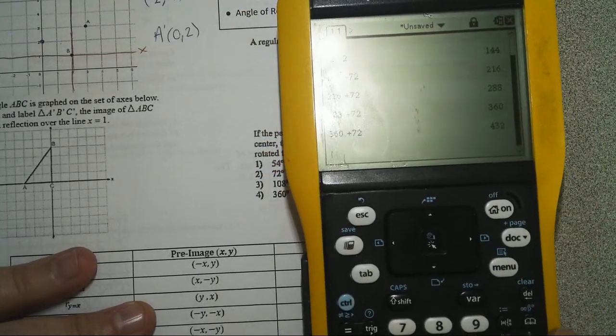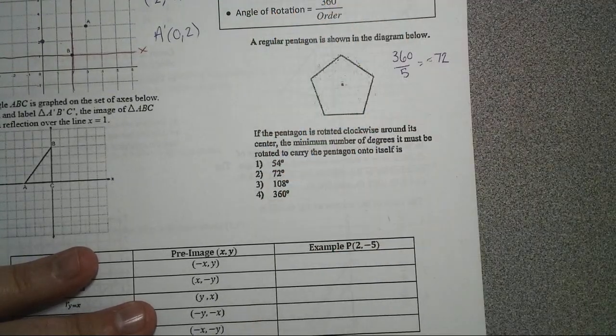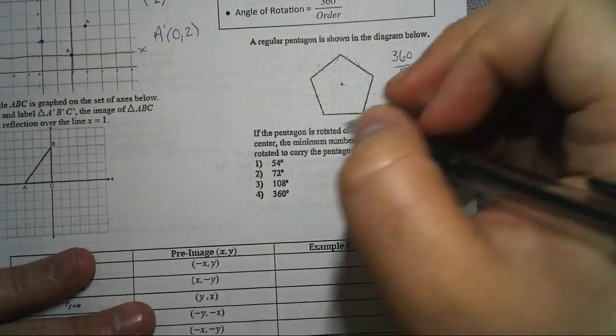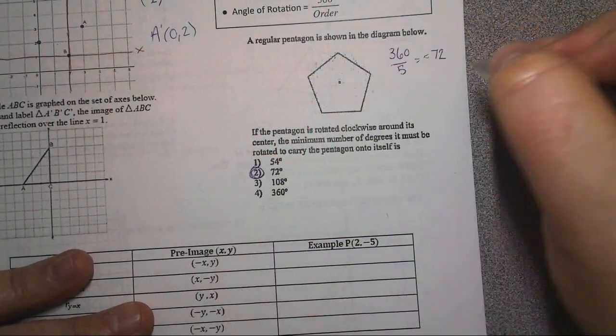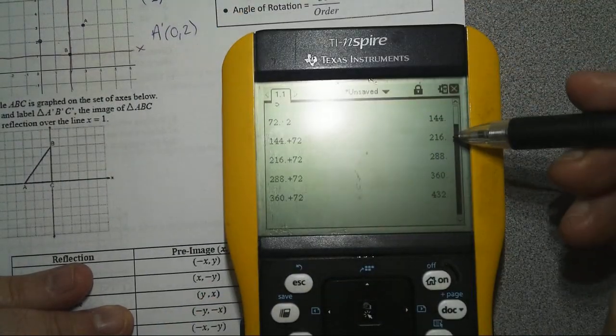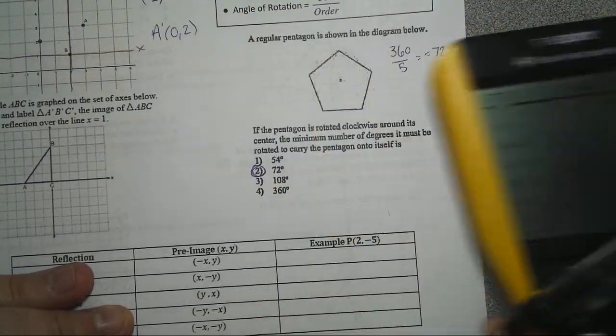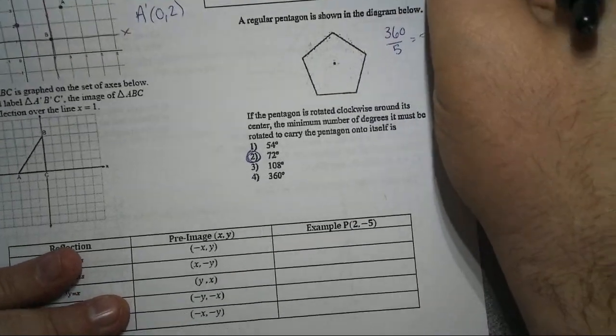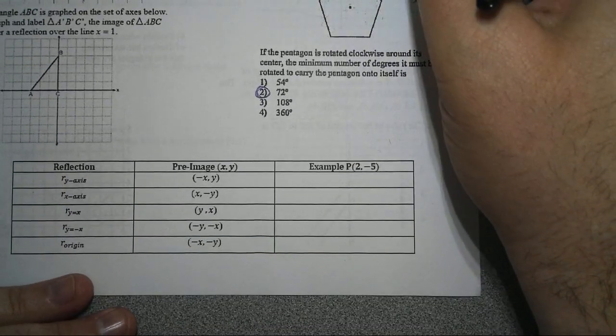You can just keep adding 72 on until you get the number you're looking for. So 72 would be the smallest number of degrees that I could rotate. Other possible rotations would be 144, 216, 288, or 360. Even 420 after that, but that's it.